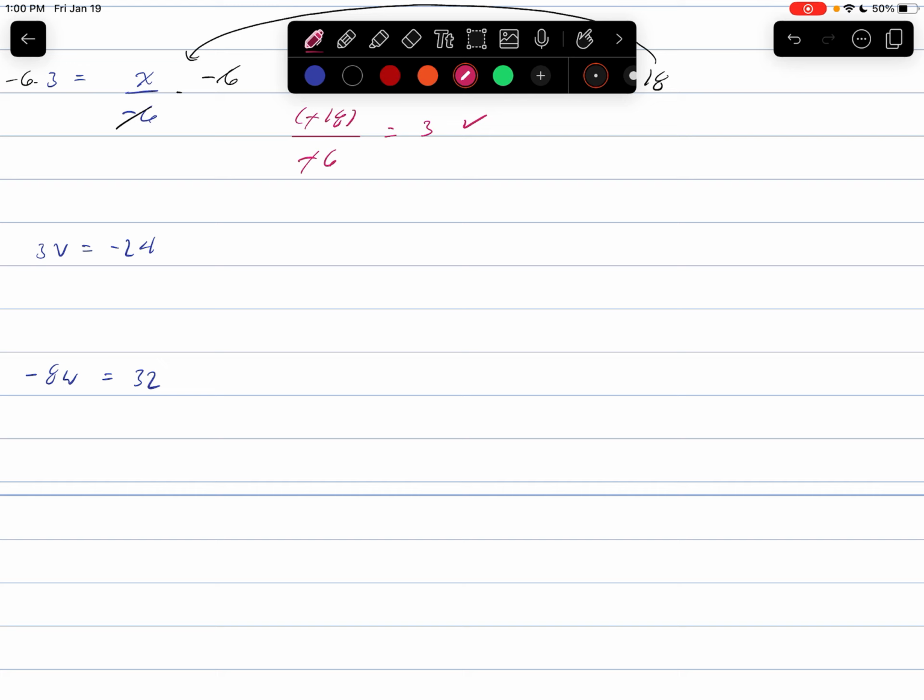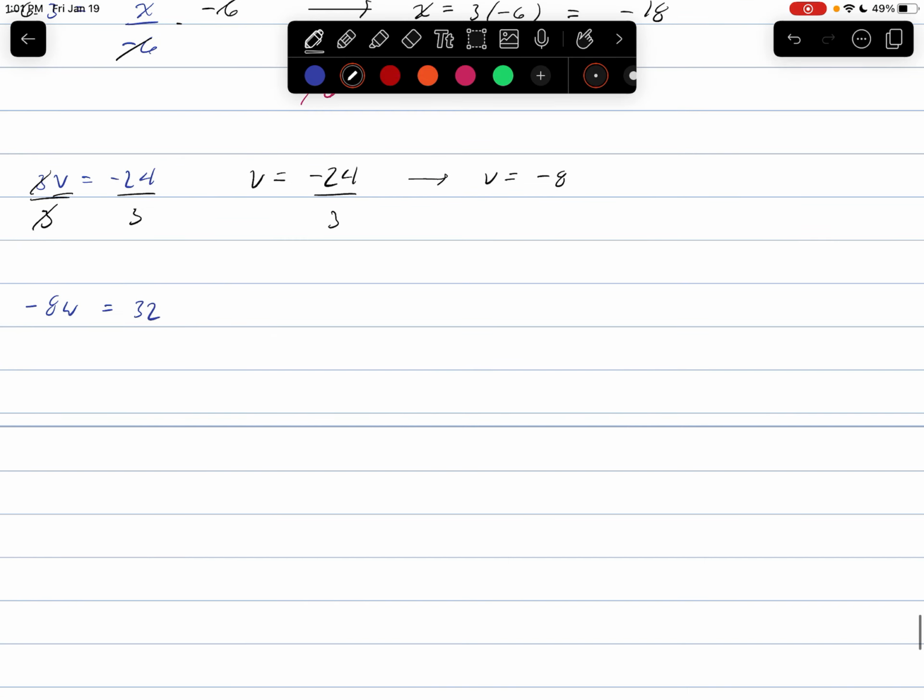Okay, let's try some with division. Here we have 3v is equal to negative 24. Again, our goal is to isolate the v by itself. So we want to divide both sides by 3. That allows us to cancel this 3 and get v by itself. But we also have to divide the right-hand side by 3 because we did the left-hand side. So that gives us v is equal to negative 24 divided by 3. That's a clean division, so we end up with v is equal to negative 8, because negative 8 times 3 is negative 24.